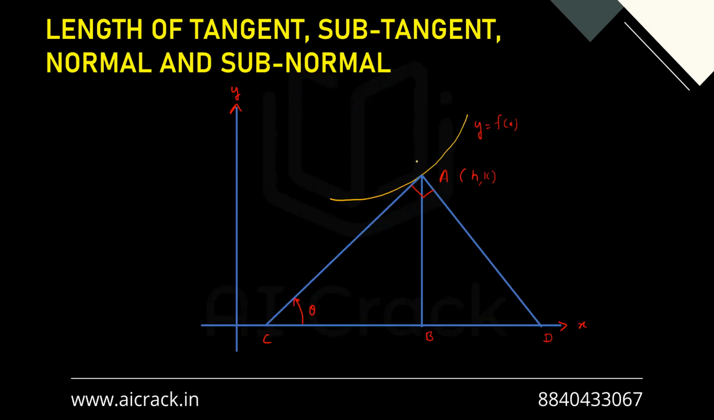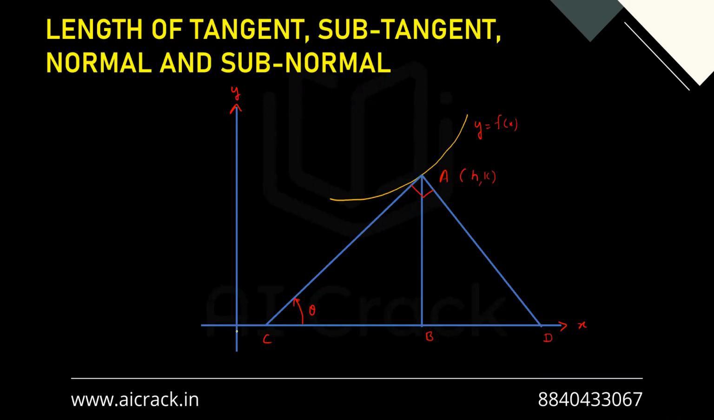Now let us talk about length of tangents, subtangents, normals and subnormals. Before that, we'll be defining what these terms are. Let's say we have a curve over here and we are drawing a tangent and normal from this point. Let's say this point is A and it has coordinates h comma k. So we are dropping tangents and normals from this particular point.